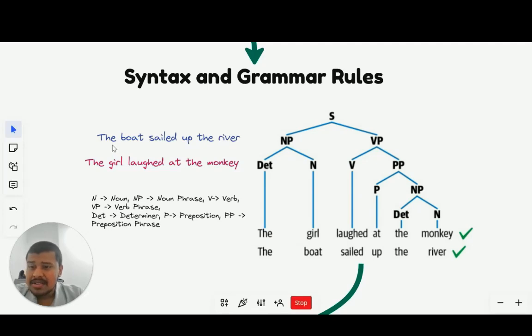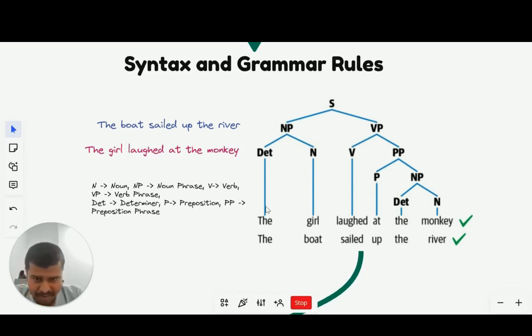The first sentence is, the boat sailed up the river. The second sentence is, the girl laughed at the monkey. Both of these are different sentences. They aren't similar to us in terms of meaning, but they're syntactically very much similar. To give you an understanding, see this. So we have a determiner and a noun.